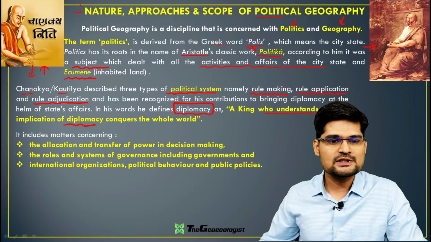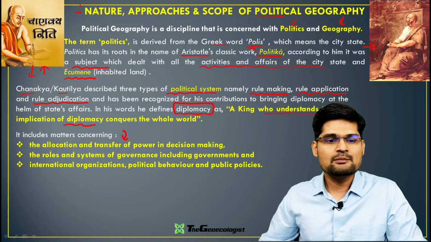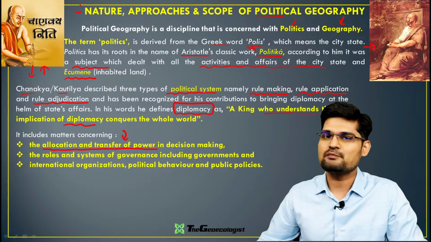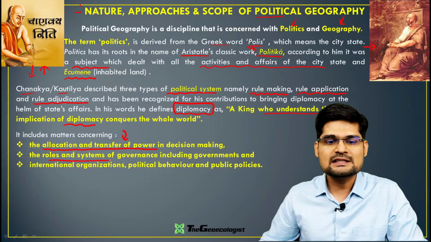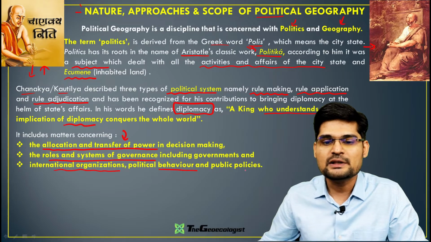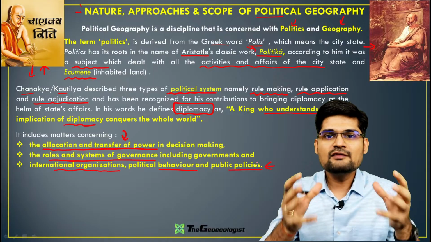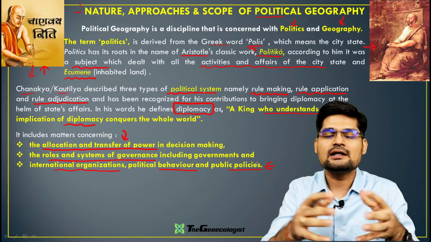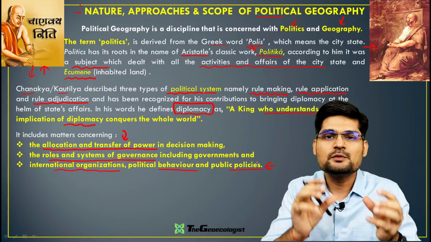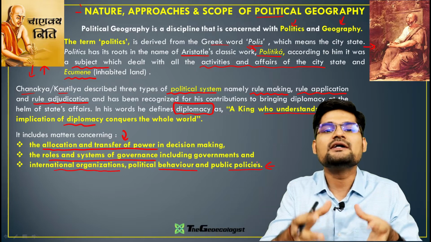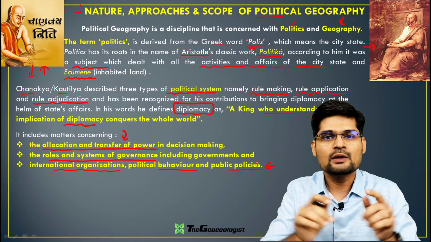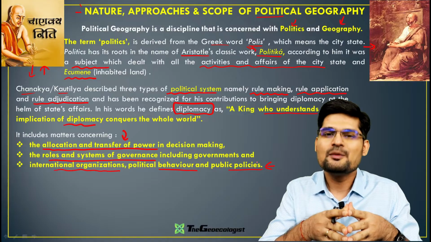Right? So if you observe, it includes what matters? The matters of allocation and transfer of power in decision making, roles and systems of governance, and also international organizations, political behavior and public policies. And when we relate it to a particular location, a territory, a state, it becomes political geography. So the geographical component is what we are looking into in this particular discipline called political geography.